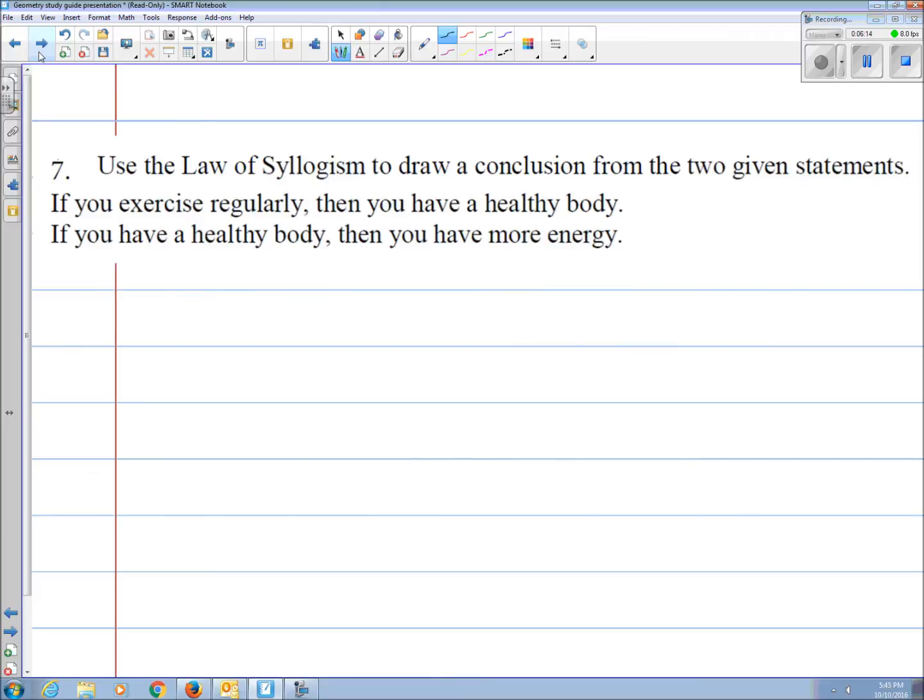Number 7, use the law of syllogism to draw a conclusion from the two given statements. If you exercise regularly, then you have a healthy body. If you have a healthy body, then you have more energy. So remember, the law of syllogism says if P to Q is true and Q to R is true, then you can skip the Q part in the middle and go straight from P to R. So when I'm looking at this, if you exercise regularly, that's my first P. Then you have a healthy body, that's Q. If you have a healthy body, so that's my Q again, then you have more energy, this is my R.